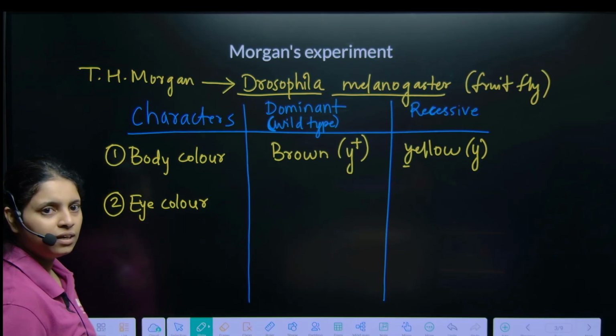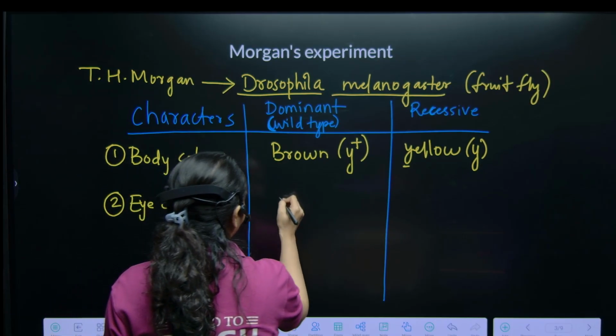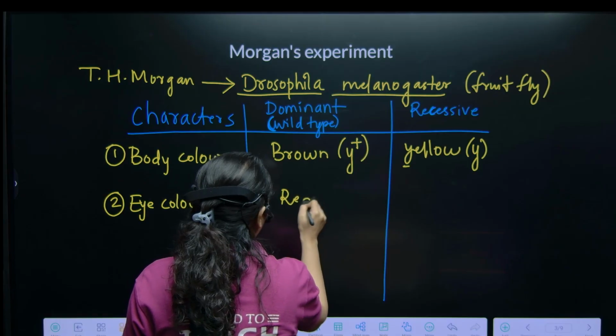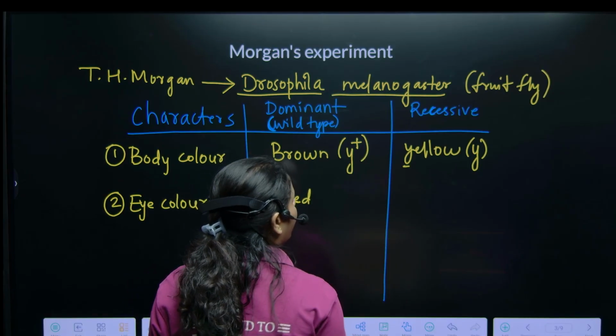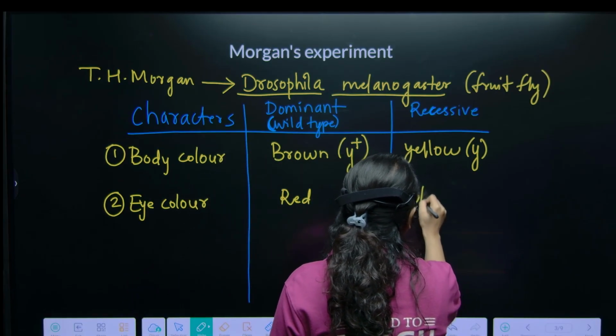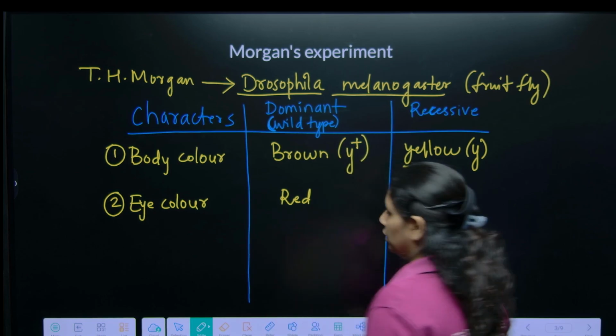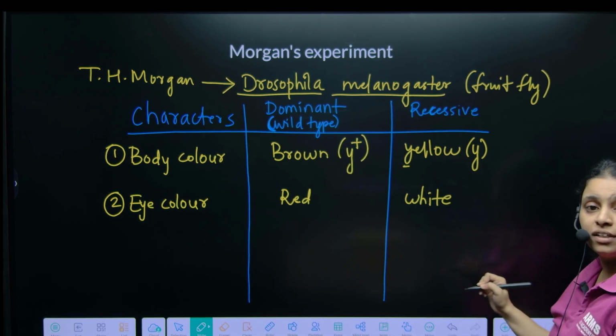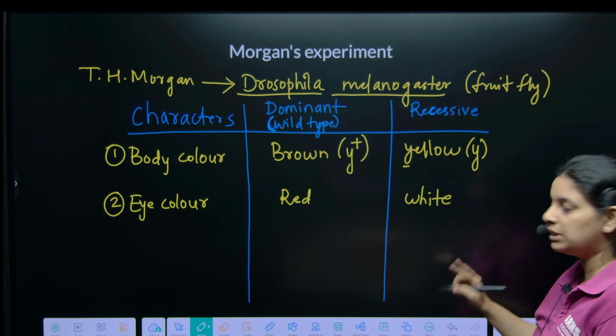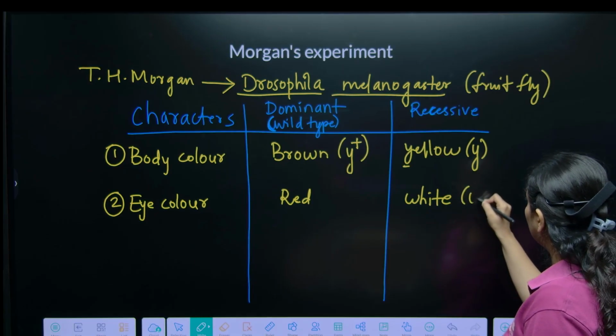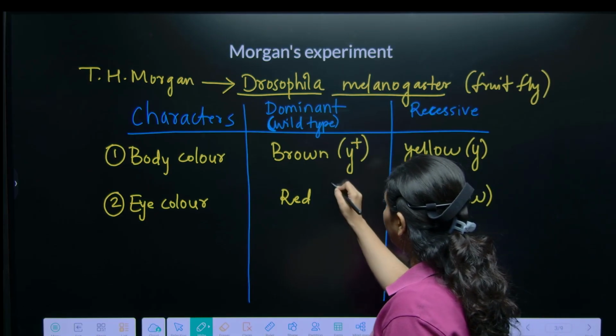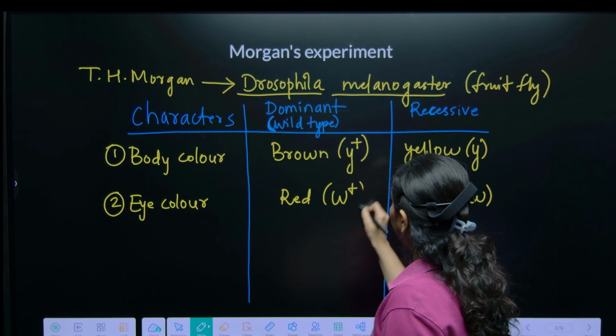Okay, eye color. Your dominant is red and recessive is white. So which letter should we use? Obviously recessive first letter, white W, and in case of red we have W plus.